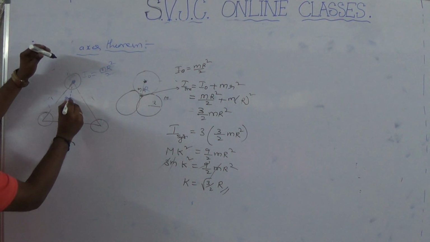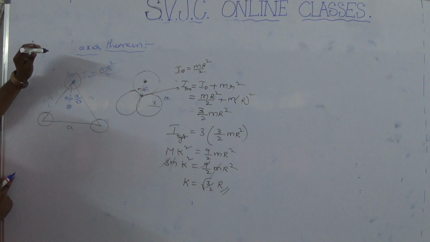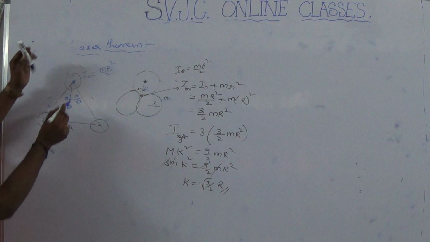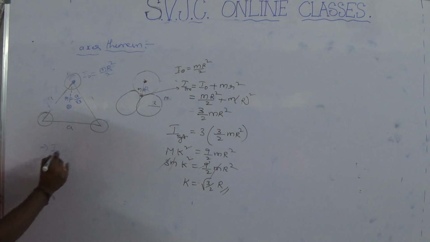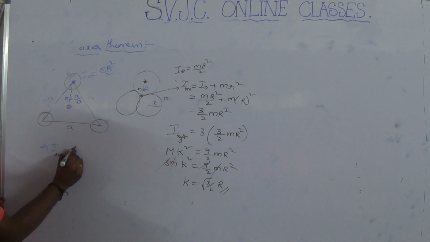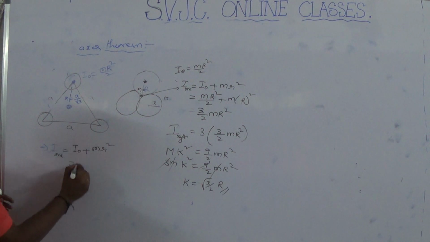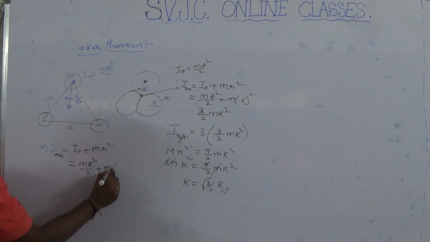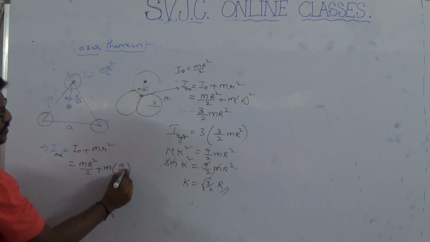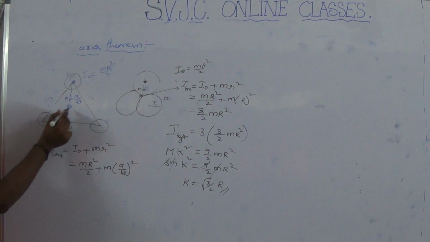So small r, for the triangle, we get the value a by root 3 from here to this side. So from that we can calculate I equal to I naught of one disk plus m r square. That equals m r square by 2 plus m into small r, that means a by root 3, whole square. Total system: 1, 2, 3.